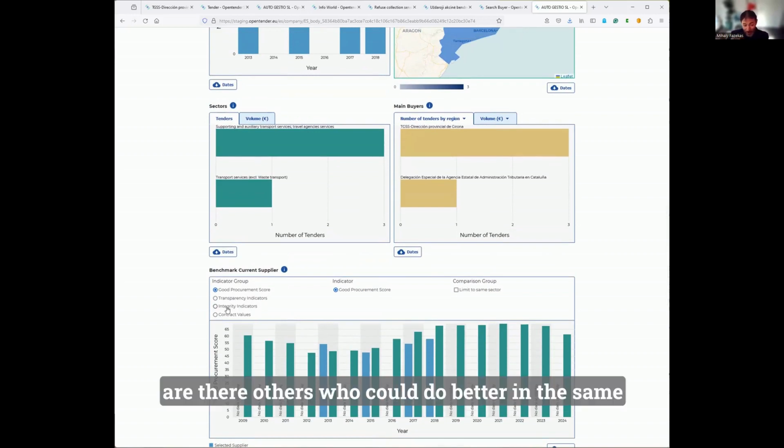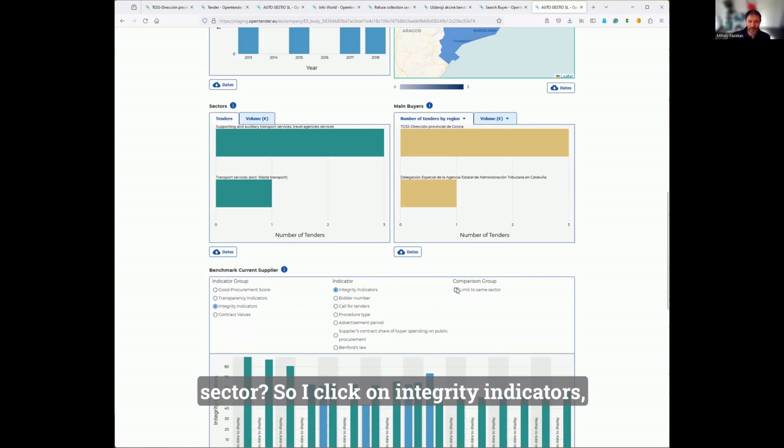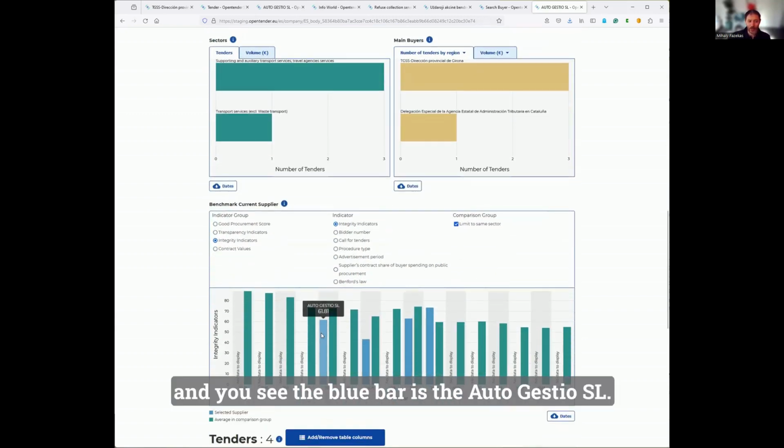So again, are there others who could do better in the same sector? I click on integrity indicators, limit to the same sector, and you see the blue bar is the Auto Gestio SL. It's nearly always below the reference group. So other companies are selling cars to the government.